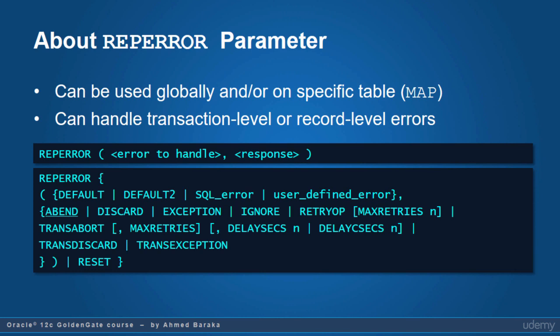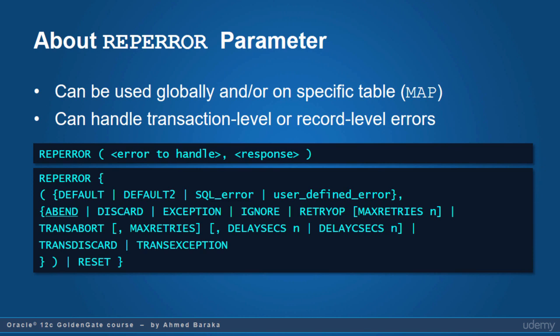The REPERROR parameter can be used globally or for a specific table. We mean by globally that all the MAP statements that come after that parameter will obey the rules defined by the parameter. The parameter can be configured to handle the errors at the transaction level, and this will affect all the records in the transaction. Or it can be configured at the record level, and this will affect the record which caused the error.